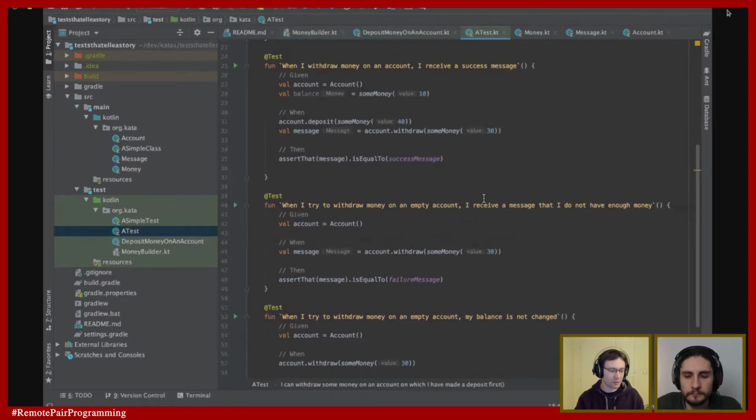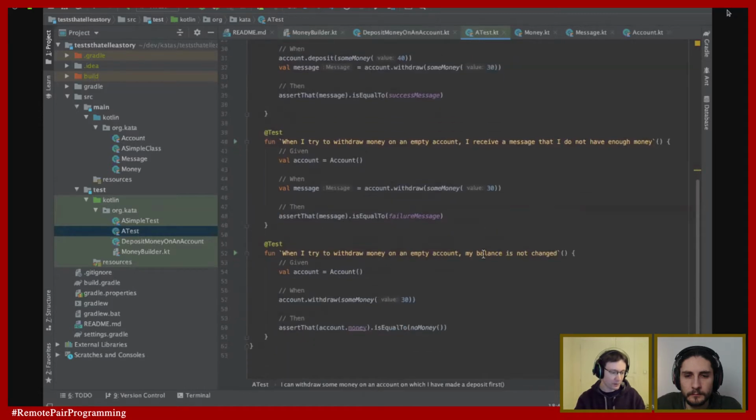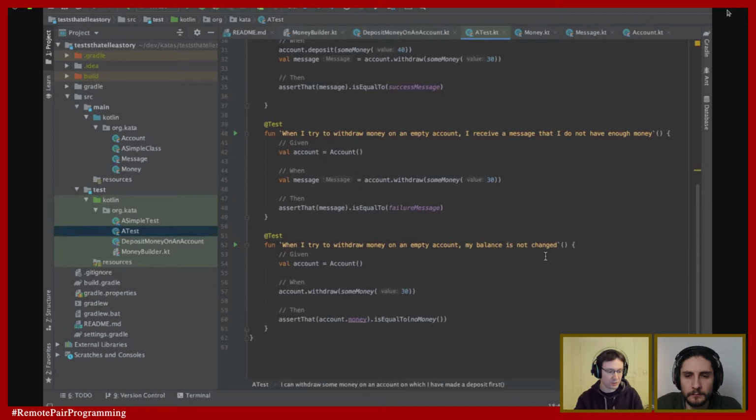and then we can handle the way things happen when we do not have enough money in an account, which is another different message. And then we check that when we fail to withdraw money on an account, the amount of money on the account stays the same. Okay, so these are the tests. And I think that's all right.